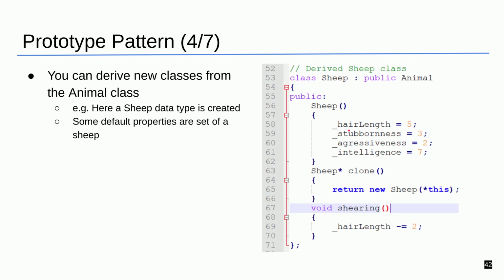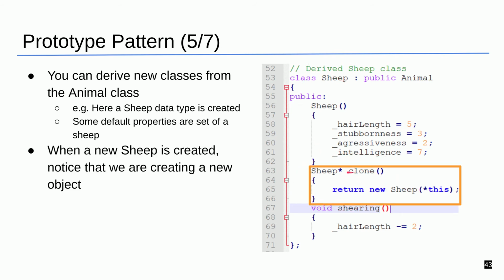So sheep always have, by default in their properties, their hair length is 5, maybe longer. Its stubbornness, aggressiveness, and I don't know what the intelligence is, but 7 for the sheep here. So you have all these properties, and that's what we're doing. And maybe we have other functions that we want to implement specific to this sheep type, and that's fine. But this clone function is the important one.